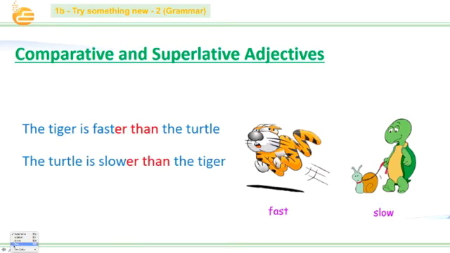Okay. We add ER to the adjective and then "than". Don't forget that. To compare between two things, the tiger and the turtle, we add ER to the adjective and then "than". Faster than. Slower than. Okay?